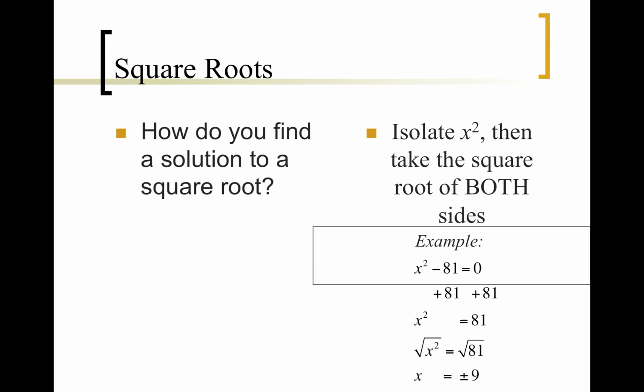For example, x squared minus 81 is equal to 0. If I want to get x squared by itself, I have to add 81 to both sides first. Once x squared is equal to 81, then I can take the square root of both sides. Notice I have 2 answers. I have a positive 9 and a negative 9. Why? Because I can take negative 9 and multiply it by negative 9 and still get 81, just like I could 9 and 9. So anytime you take the square root, make sure you have 2 answers.